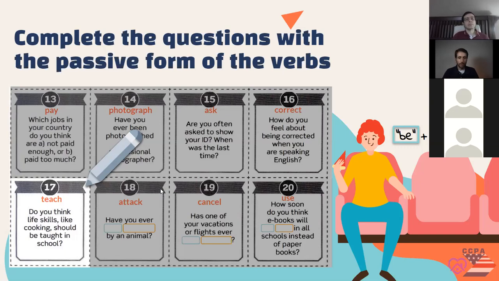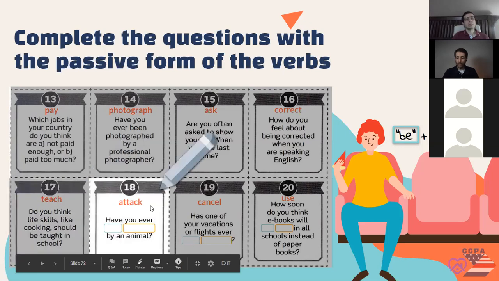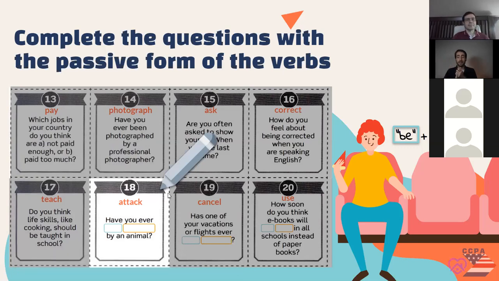Good. Let's go back to Robert for number 18. This is easy, teacher. Have you ever been attacked by an animal? Correct. Have you, Robert, been attacked? Never. Are you afraid of animals? I am terrified of dogs, for example.